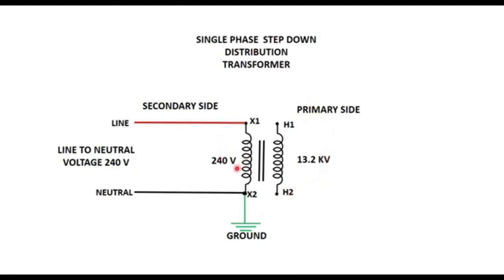At dito po sa secondary side o load side na is 240 volts na po. Ayan po. So pwede na pong gamitin to ng mga consumer. So pag sinukatan, pag nga po pula itong X2 terminal po, pag ikinonekta natin yan sa ground o sa ground rod, ito po ay magiging neutral. So, ang magiging service po nito is line to neutral na. Kadalasan po ganito ang ginagamit sa mga rural areas. So, line to neutral voltage is equal to 240 volts.